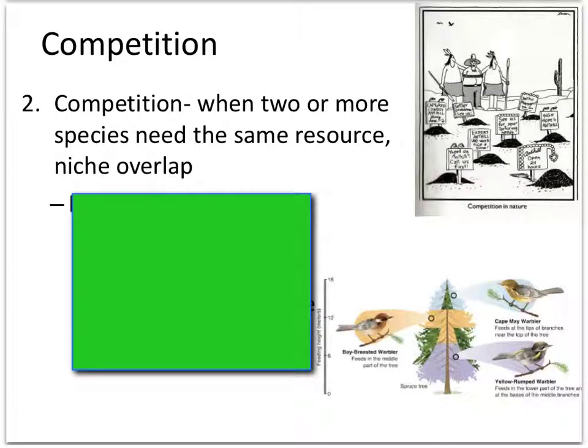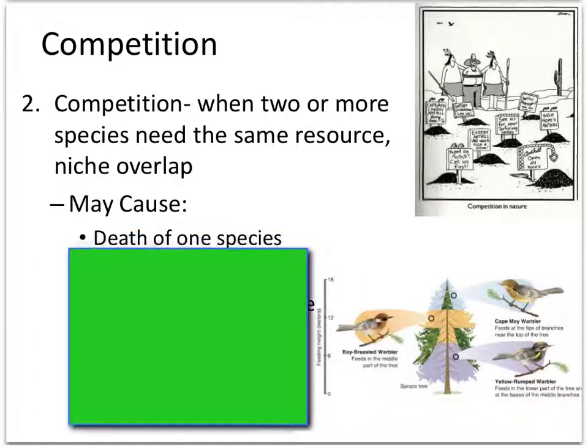The second interaction that is very common in ecosystems is competition. Competition is when two or more species need the same resource, or there's some sort of niche overlap, right? They're both trying to do the same job or eat the same food. And when competition happens, there are three possible results.